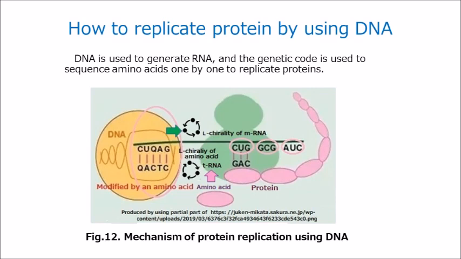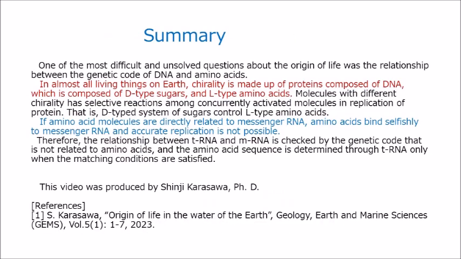DNA is used to generate RNA, and the genetic code is used to sequence amino acids one by one to replicate proteins. Summary. One of the most difficult and unsolved questions about the origin of life was the relationship between the genetic code of DNA and amino acids. In almost all living things on Earth, chirality is made up of proteins composed of L-type amino acids, and DNA, which is composed of D-type sugars. Molecules with different chirality have selective reactions among concurrently activated molecules in replication of protein. That is, the D-type system of sugars controls L-type amino acids.